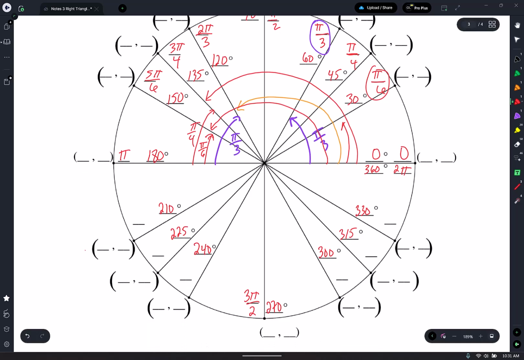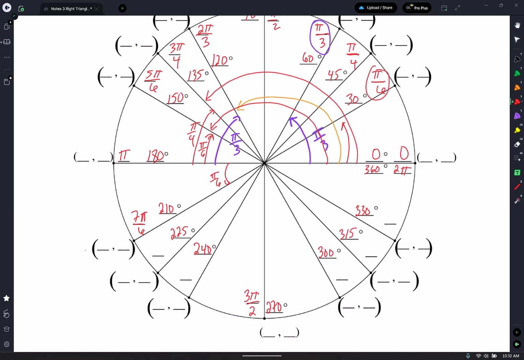Now go to 210. So this is my reference angle. That is another pi over 6. So a whole pi plus 1/6 of pi. 7 pi, you got to keep the 6. 7 pi over 6. See? Turn pi into a whole pi, so 6 pi over 6, and then add 1, 7 pi over 6. Do you see what we're doing?